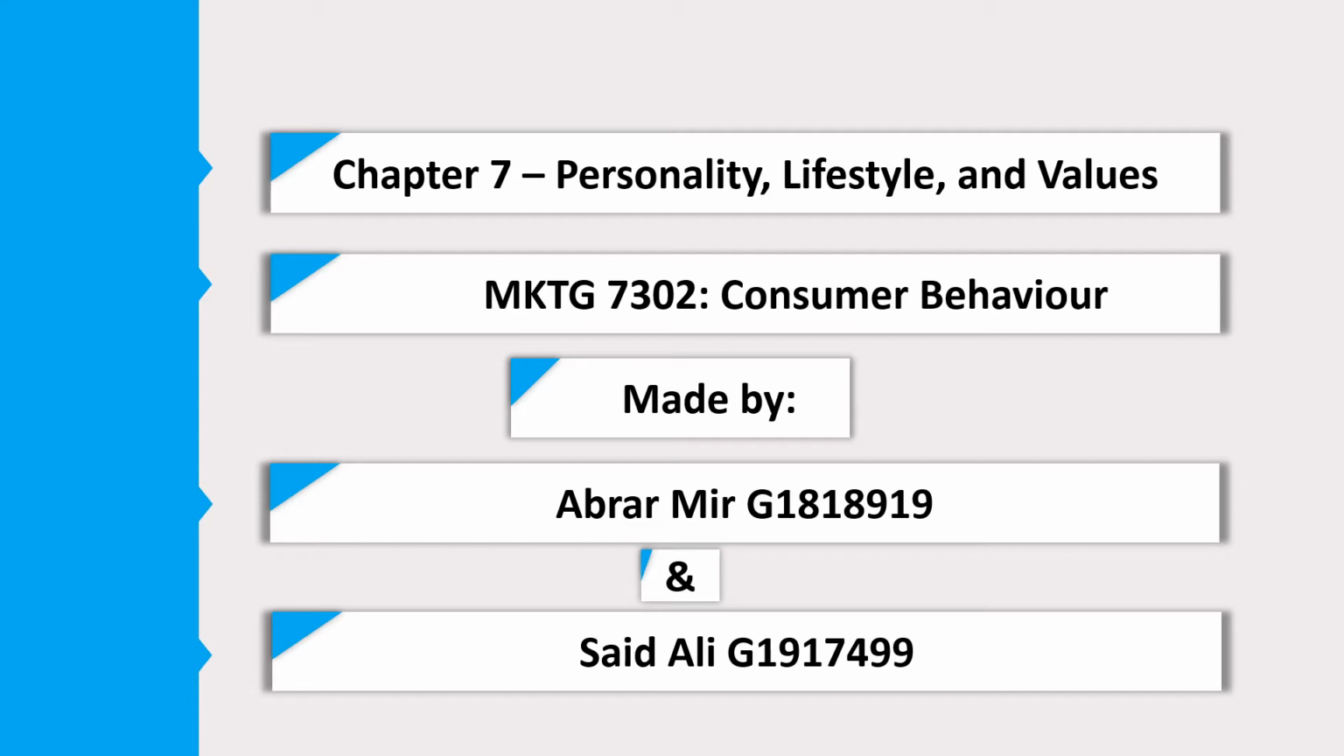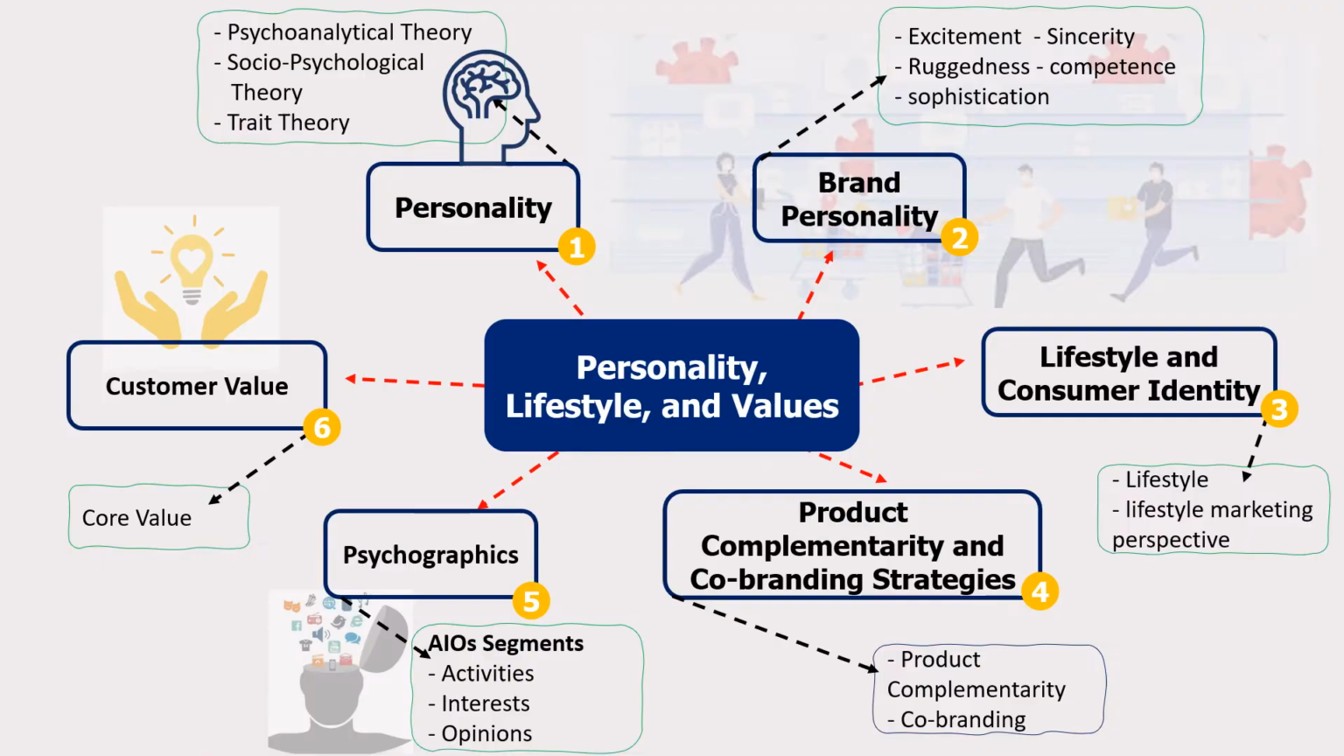This presentation is all about mind mapping and we will explain it in one slide. This chapter has 6 objectives. First one is personality, brand personality, lifestyle and consumer identity, product complementarity and co-branding strategies, psychographics, and customer value. And I will try to explain each one of them in detail, inshallah.